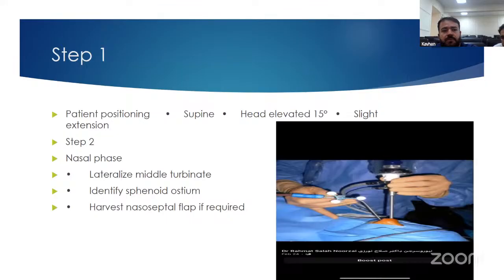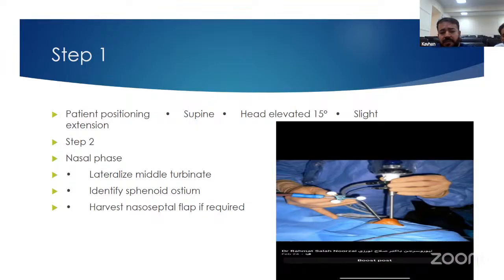Step 1. This is the stepwise surgical approach for the endoscopic endonasal patient. Patient positioning: the patient is in a supine position, and the head is elevated 15 degrees. One thing I still remember, I was working with my professor in Lahore. He was always telling me that the patient should look toward the surgeon. The face of the patient should be toward the surgeon. There is also a slight extension of the neck.